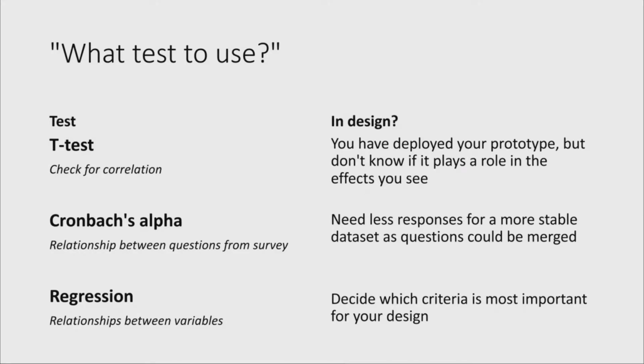And finally, we have regression. Regression dictates the relationship between variables. It's called a multivariate statistic, so you use multiple variables. In regression, you have one dependent variable, which is what you want to measure.